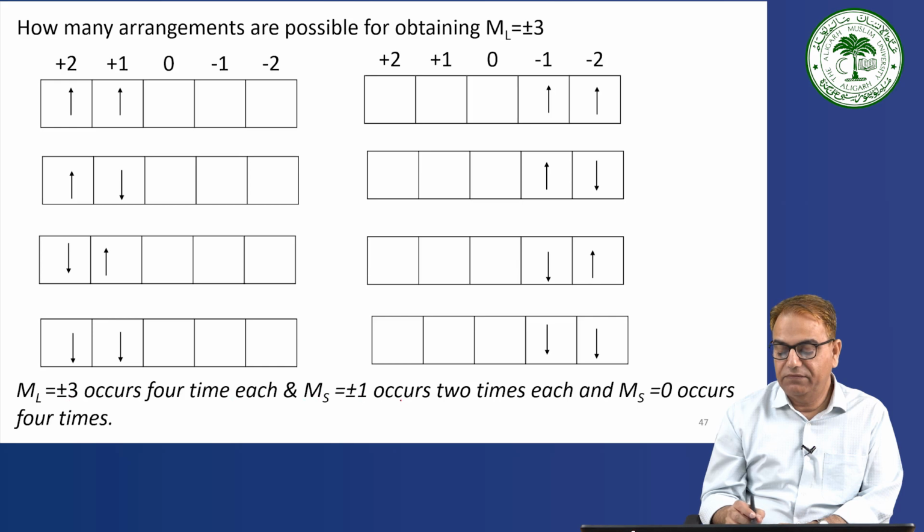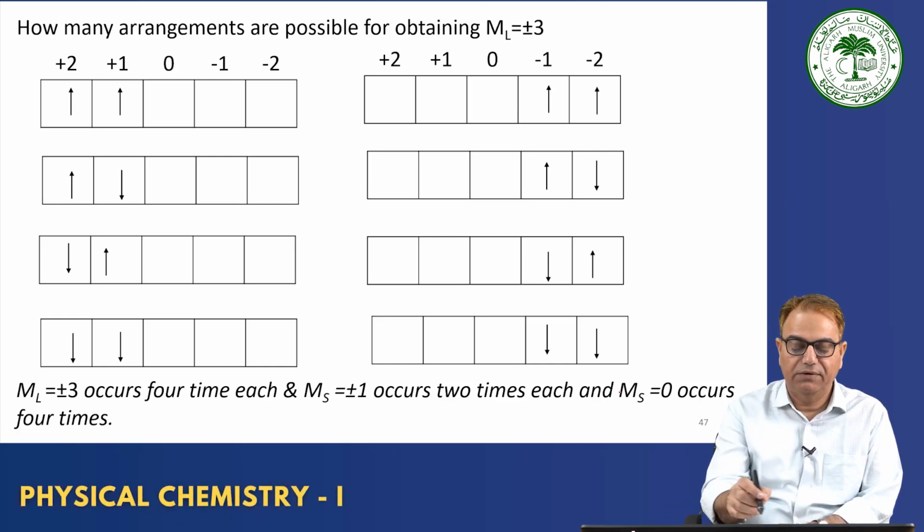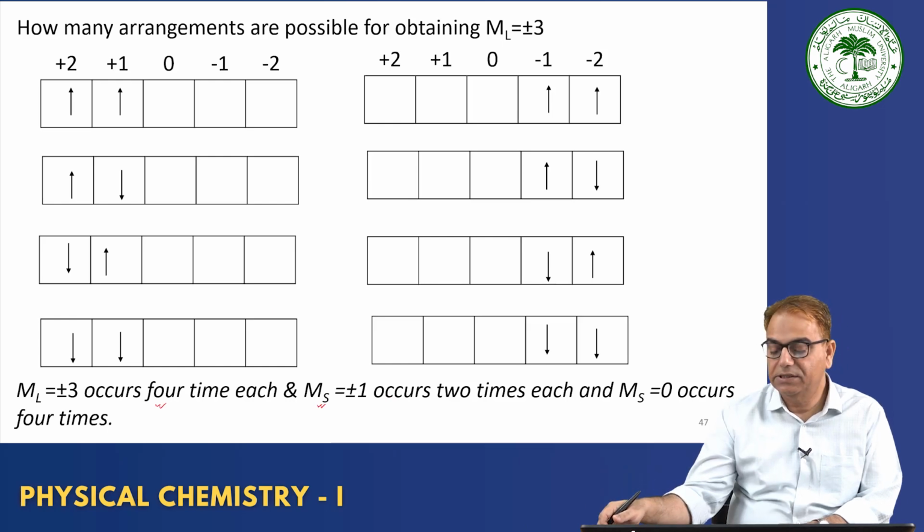The result we find is that ml equal to ±3 occurs 4 times each, and ms is different now. ms equal to ±1 occurs 2 times each, and ms equal to 0 occurs 4 times. So 2 times each means 4 times, and ms equal to 0 occurs 4 times, so 4 plus 4, 8 configurations. And 4 times each for ml also tells you 8 configurations. So this was about ±3.